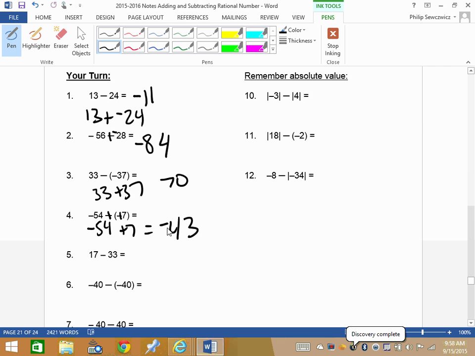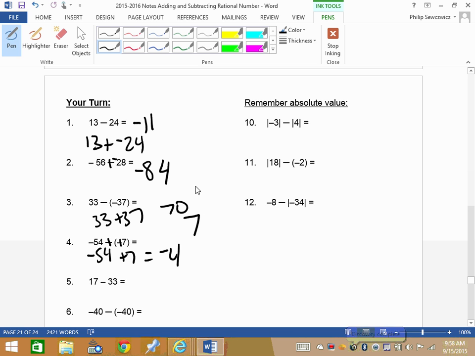How about this? Are you okay with that? Oh my goodness. Yeah, little issues here. Yeah, negative 47. Again, you can rewrite 17 plus a negative 33. And again, you can just see that they are different signs. So it is a negative 16.